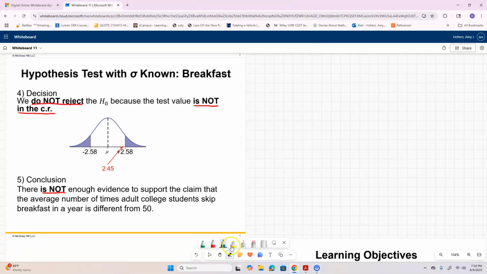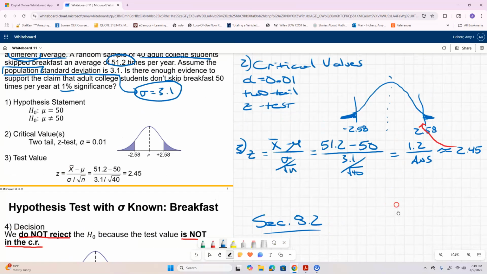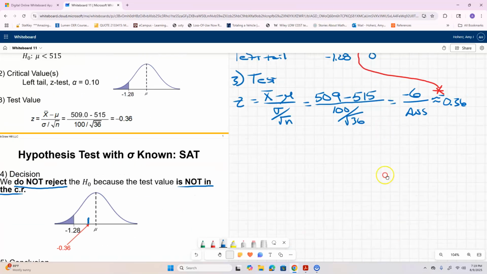Okay, so I'm going to stop here for this video. And so now you should be fully capable and able to do your homework for section 8.2. And we will come back and I will do 8.3 and 8.4 in the next video. But you've now seen 3 hypothesis tests for a z-test for the mean when we have the standard deviation of the population.